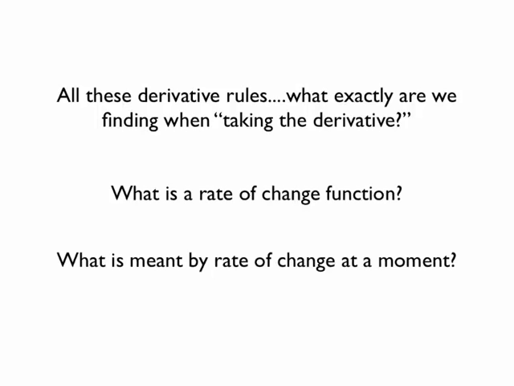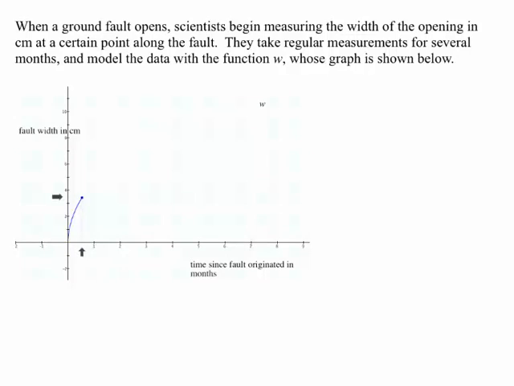Again, if there were one or two or three things I would want you to leave the course with, this would certainly be one of them: the ability to understand and explain this. All right, so I've got this situation here. A ground fault opens, and scientists begin measuring the width of the opening in centimeters at a certain point along the fault. They take regular measurements for several months, and they model the data with this function W, whose graph is shown below. So we have time since the fault originated in months. That's our input quantity. And then the fault width in centimeters is our output quantity.